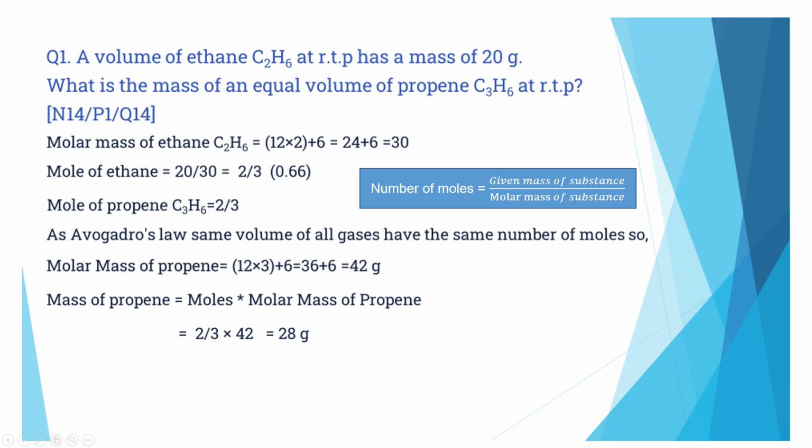First, we find the moles of ethane by dividing its mass by its molecular mass, which is 0.66. Both gases have the same volume, so according to Avogadro's law, the number of moles will also be the same. Therefore, we can easily find the mass of propene by using the mole formula.